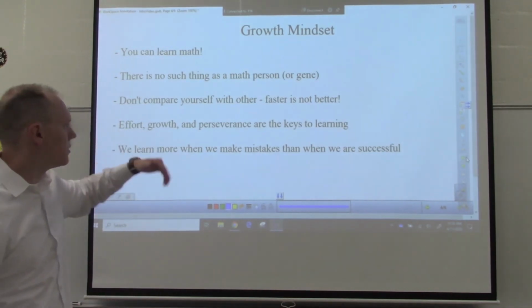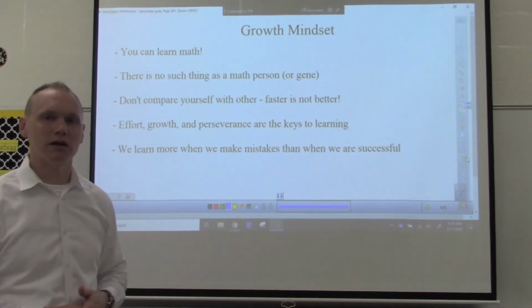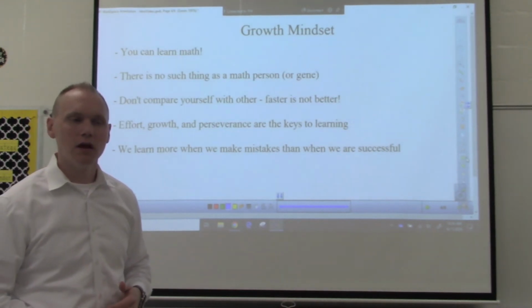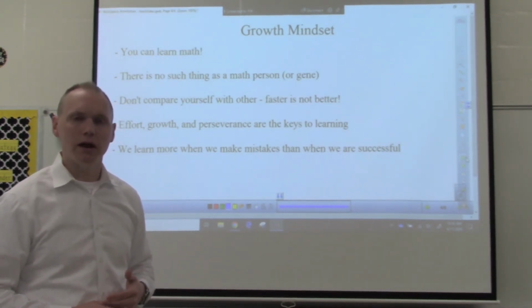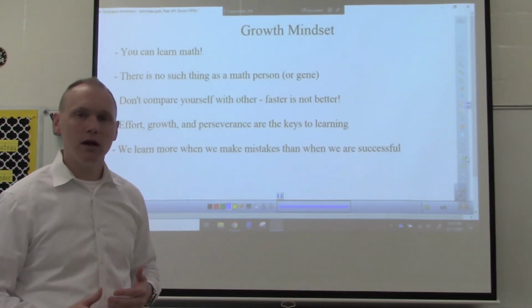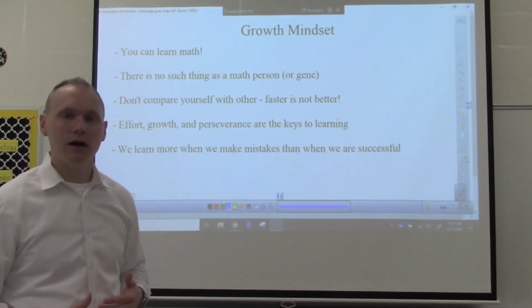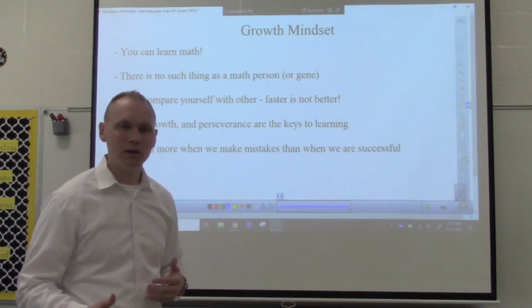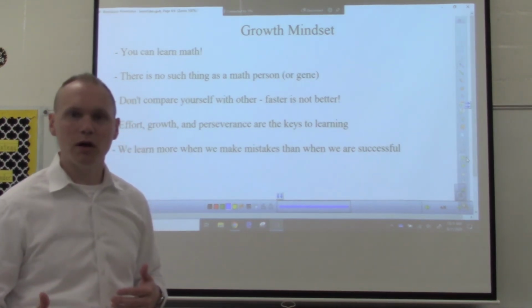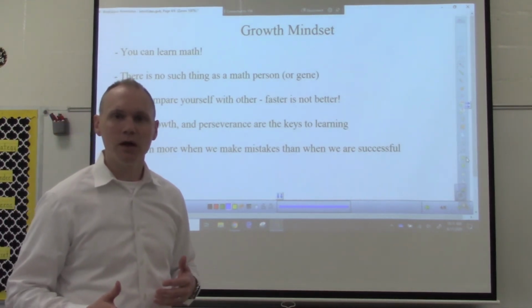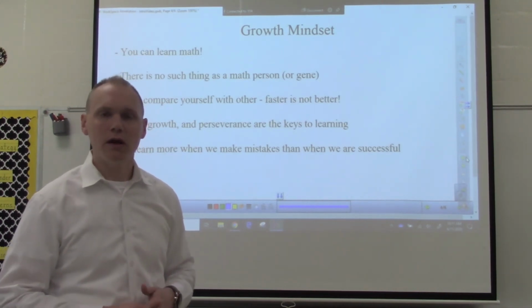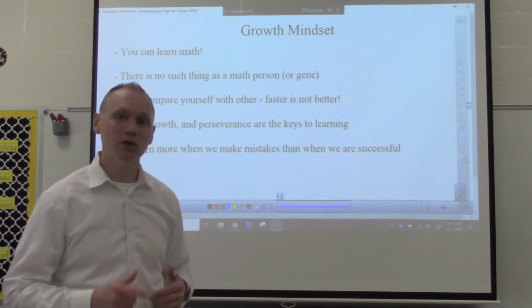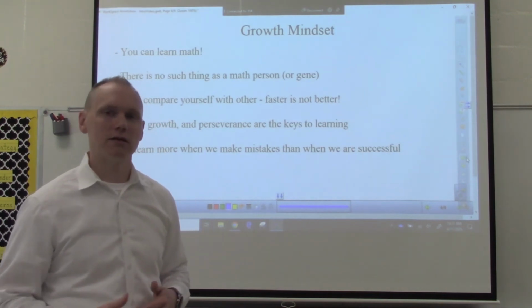And the effort, growth, and perseverance are keys to success. They're the keys to learning. We're always growing, we're always getting better. And the more work we put in, the better we're going to get. And so if you don't understand something, or you don't do well on a quiz or something, you just don't have it yet. Yet is such a powerful word, and we've got to keep in mind that we can do it, we just don't have it yet.